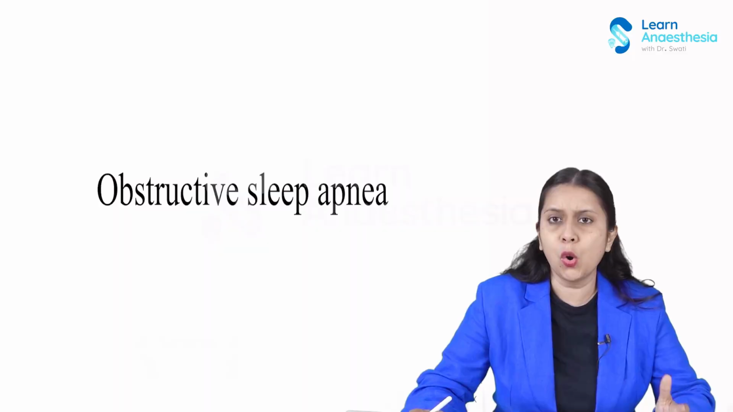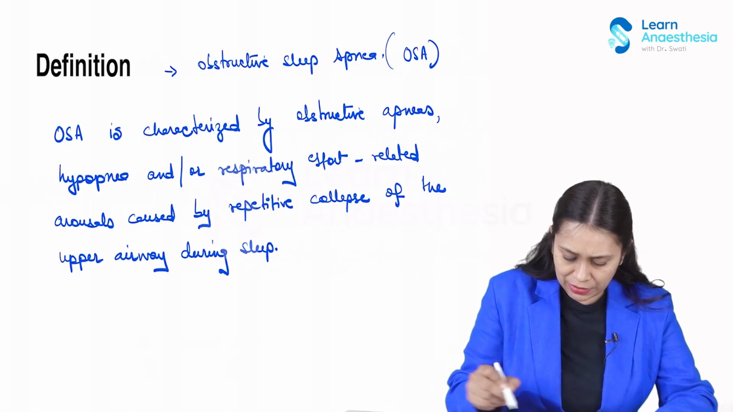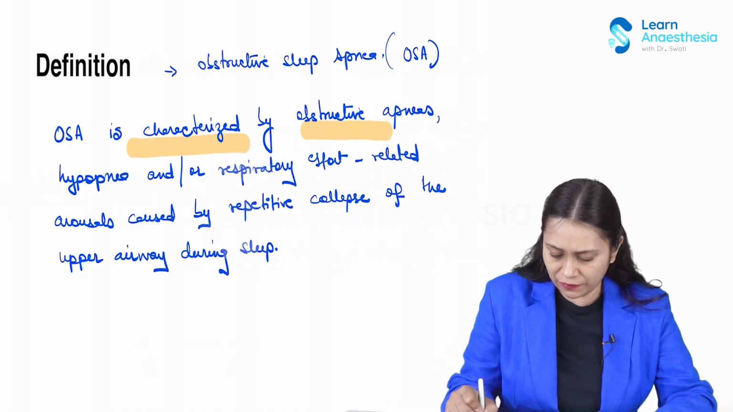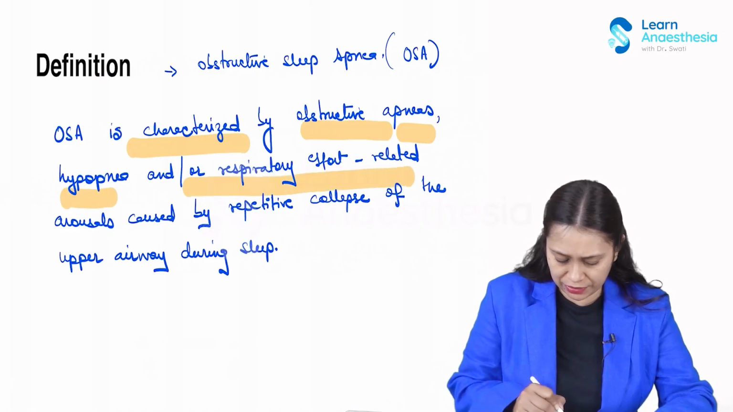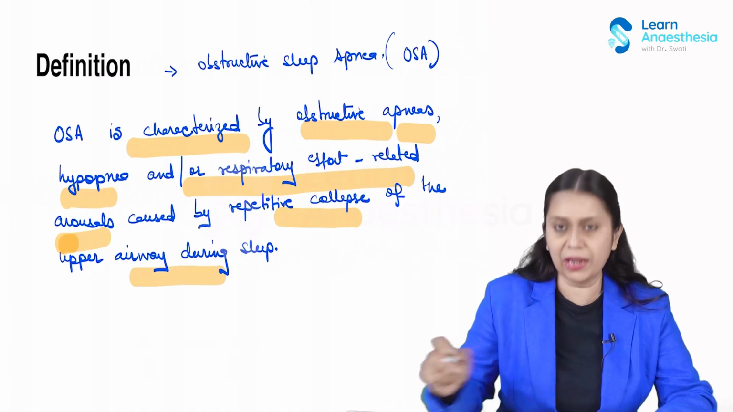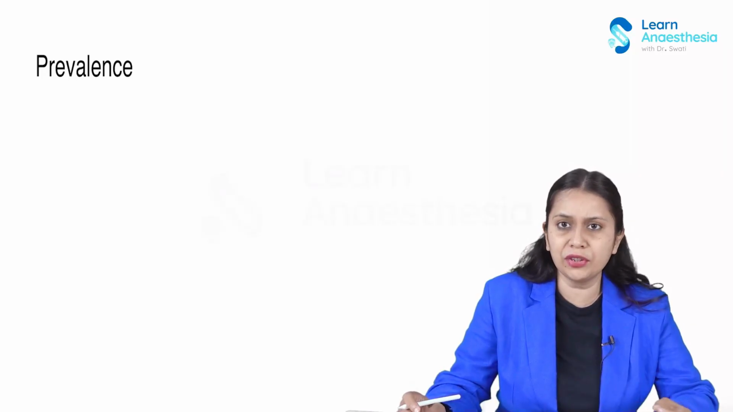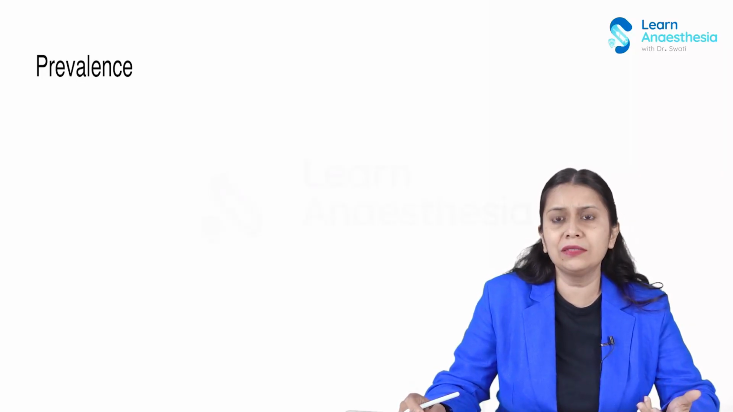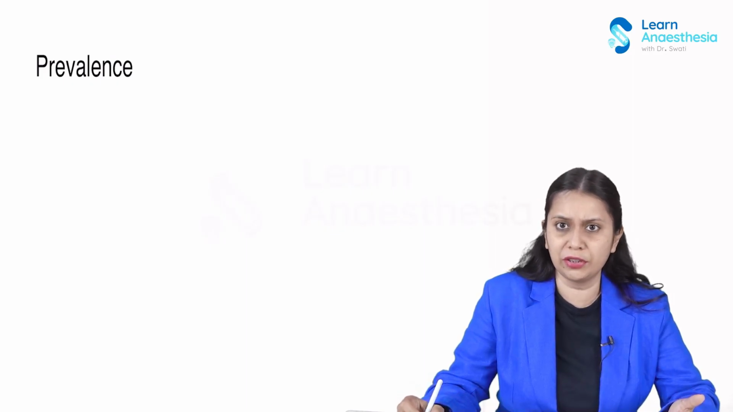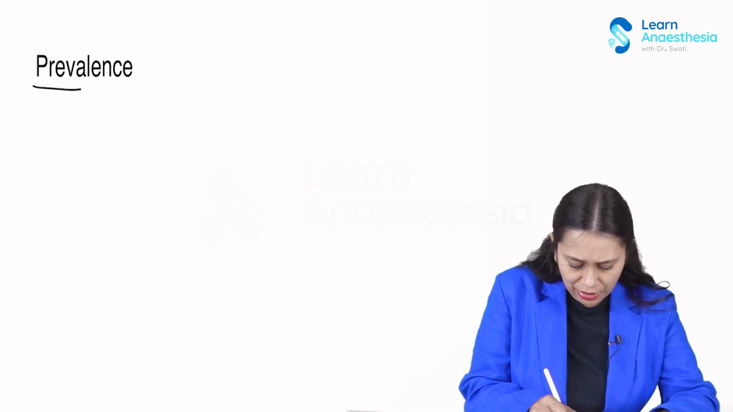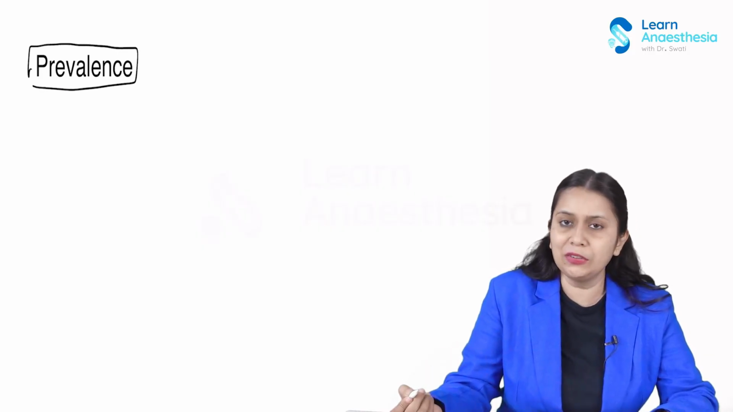So as I already said, OSA is a disorder which is characterized by obstructive apnea, hypopnea and or sleep-related arousals due to repetitive collapse of the upper airway during sleep. Now, as I said, the prevalence is increasing in our general population and it will continue to increase with the increase in incidence of obesity in our general population.